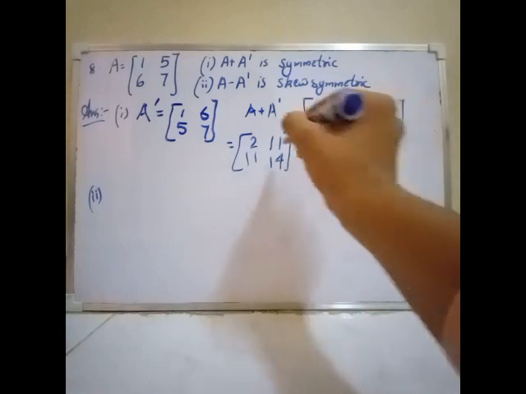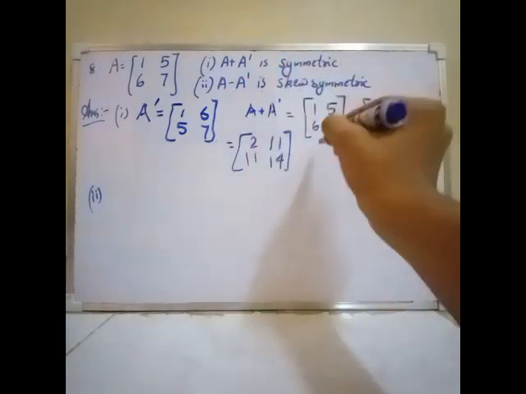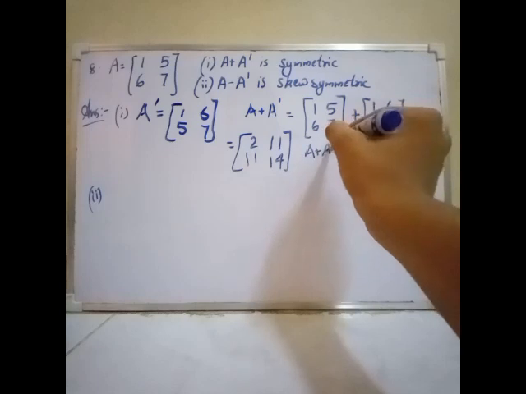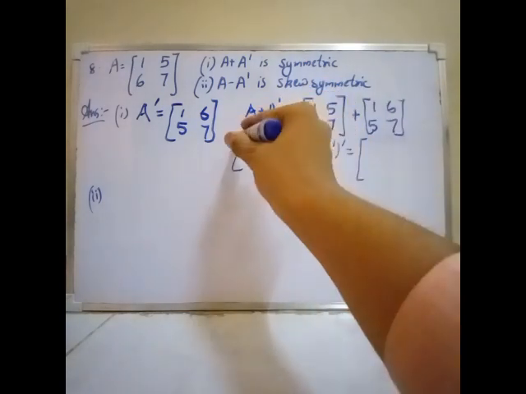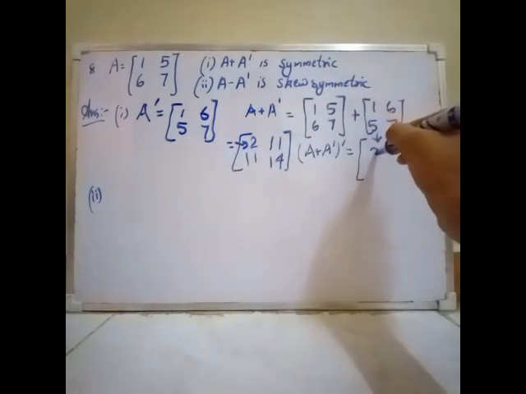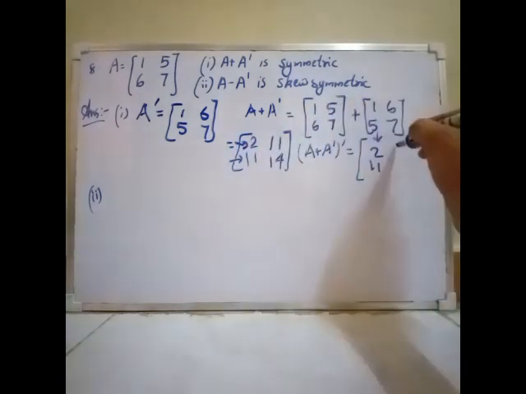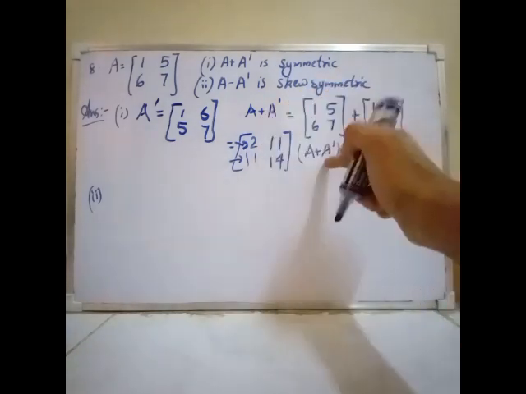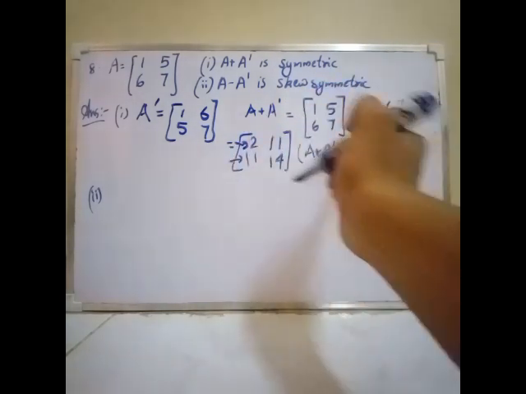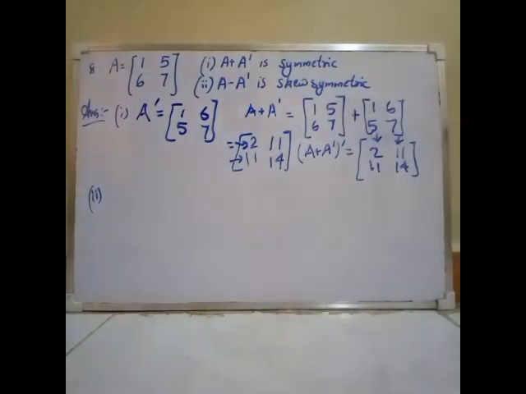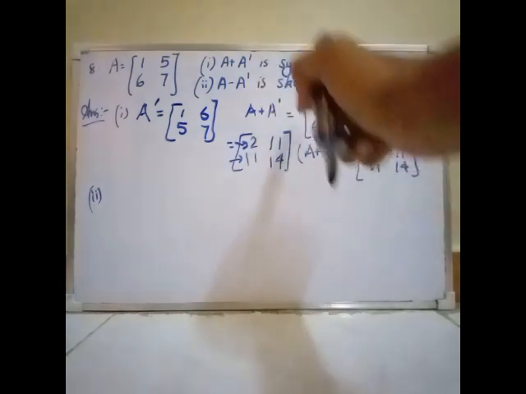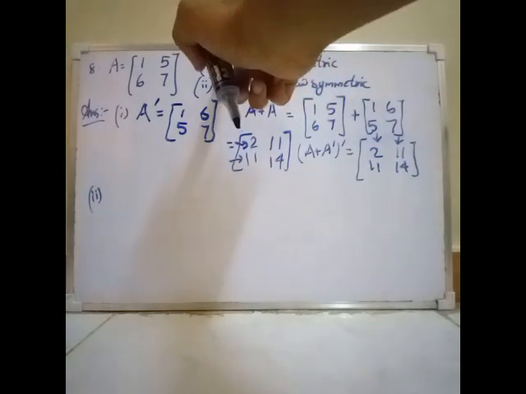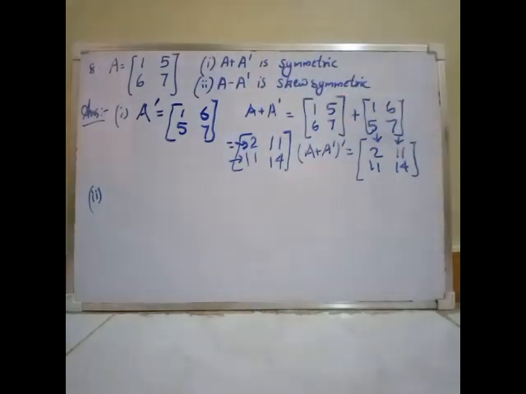Now this is our A plus A dash matrix, right? Now let's do A plus A dash whole transpose, right? The first row becomes the first column, and the second one becomes the second column. So if you compare the original matrix and the transpose matrix, both have the same elements in the same places. So when both are equal, the transpose and the original matrix are equal, this means that it is symmetric. So A plus A dash is symmetric, right?